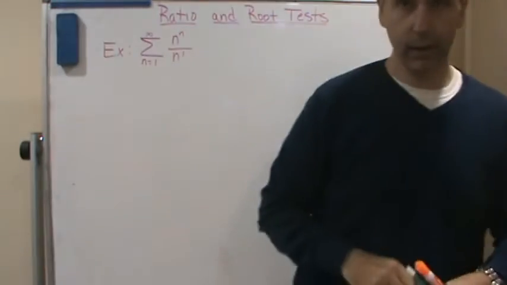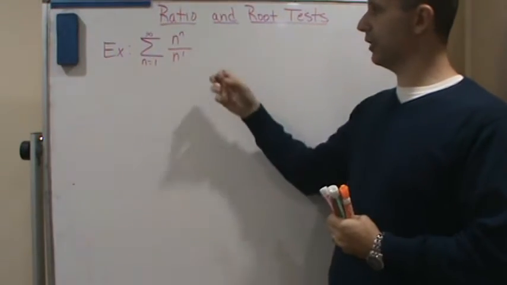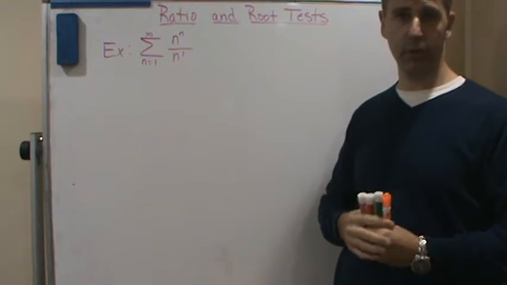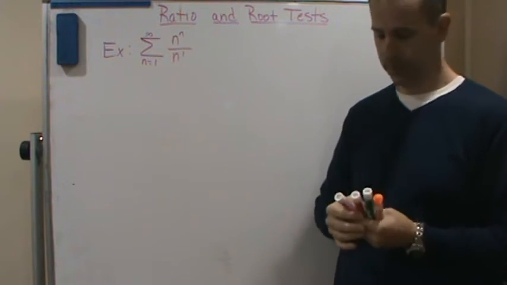Okay, ready? Welcome back, and now we're going to do this one. We're going to use the ratio test to see whether this converges or diverges, or maybe it's inconclusive. Okay, so now what are we going to do?